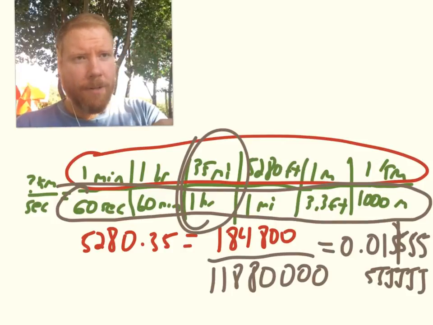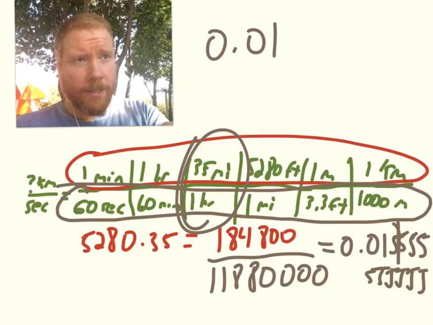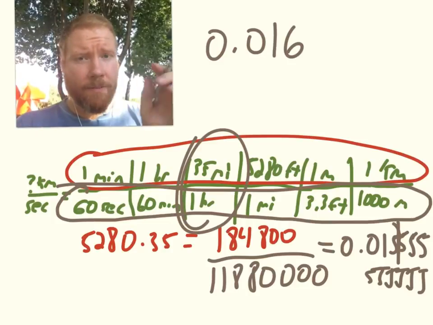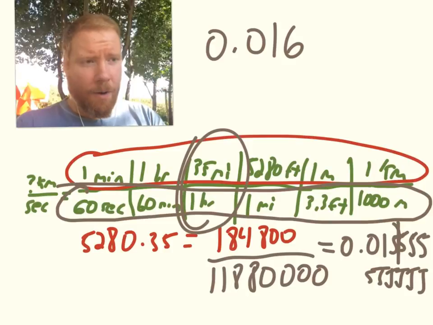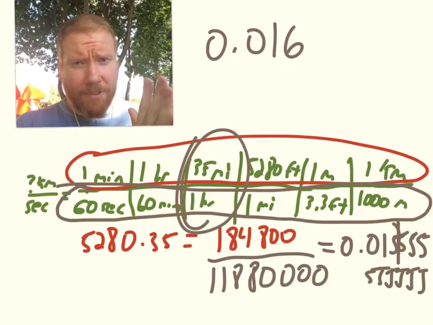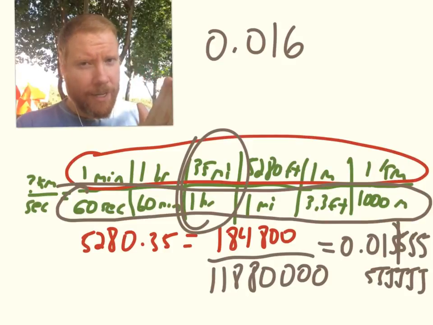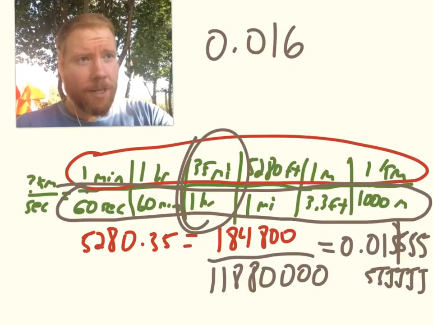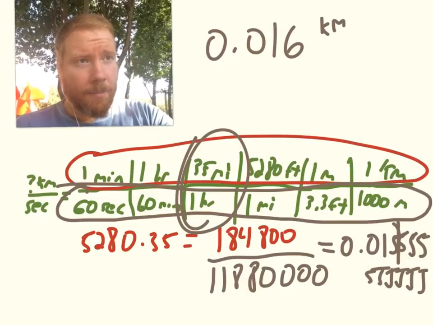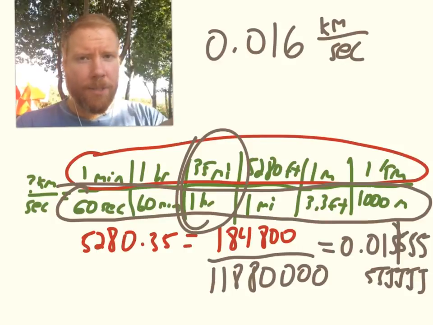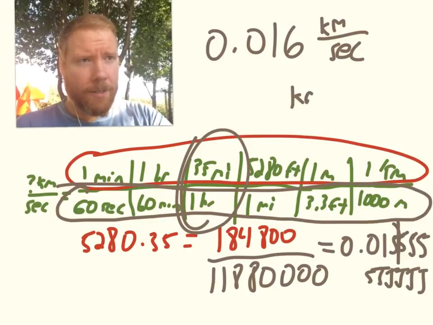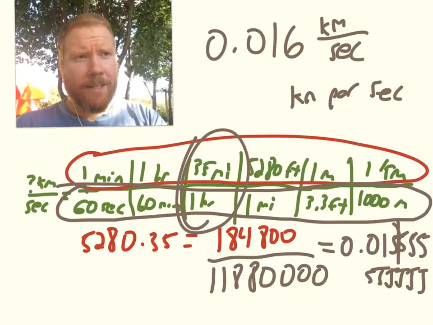So I'm just going to write it up here on top. Our answer is going to be 0.016, because the 5 rounded us up. Now all those other numbers go away, because they're after the decimal, they don't turn into zeros, they just go away. Then we put the units, which is going to be kilometers per second. Okay, so you can either write kilometers per second like this, or you could even put kilometers per second if you wanted to. I prefer the top way, though. It's a little bit easier to read.